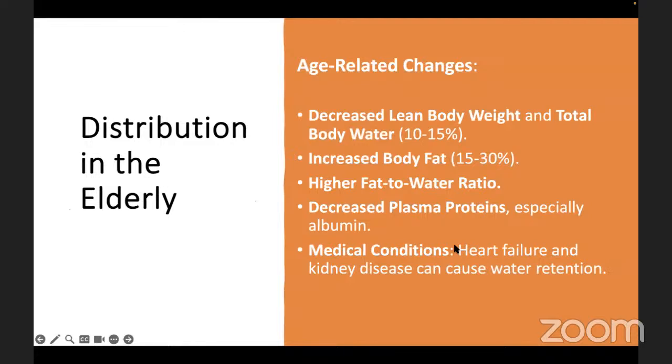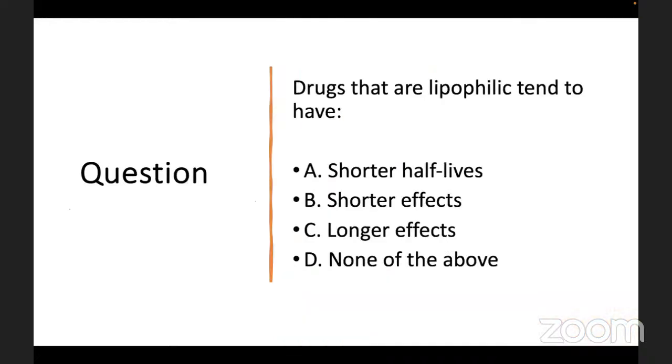Now we're going to talk about distribution in the elderly. Age-related changes. First of all, we have decreased lean body weight and total body water, about 10 to 15%. We have increased body fat, 15 to 30%. We have a higher fat to water ratio, and decreased plasma protein, especially albumin. Medical conditions like heart failure and kidney disease can cause water retention or cause a lot of problems with the distribution in the elderly.